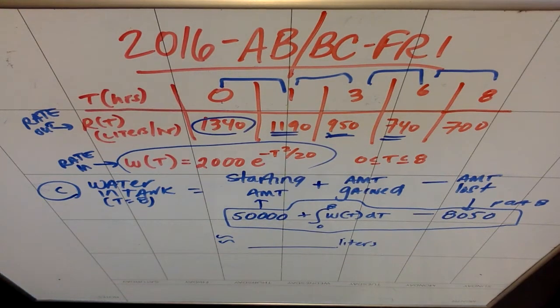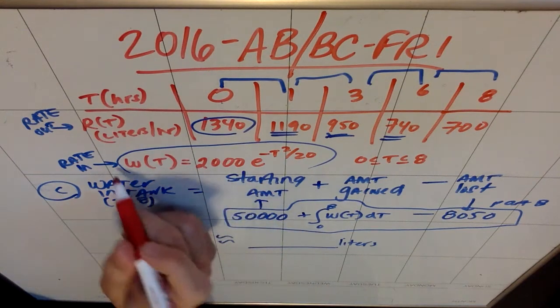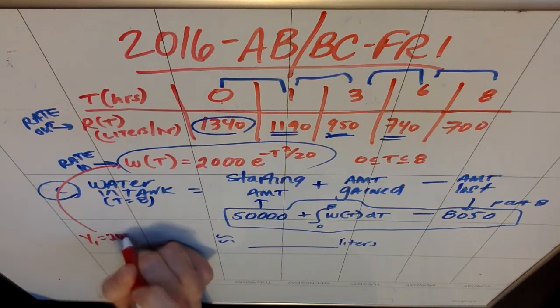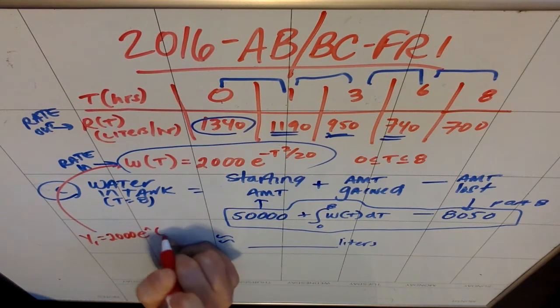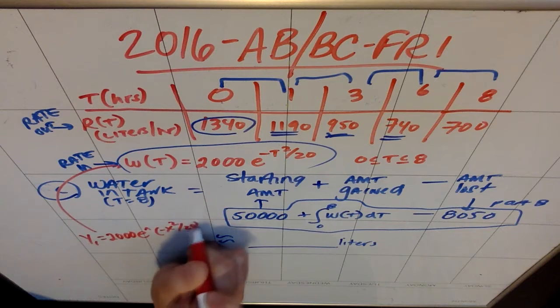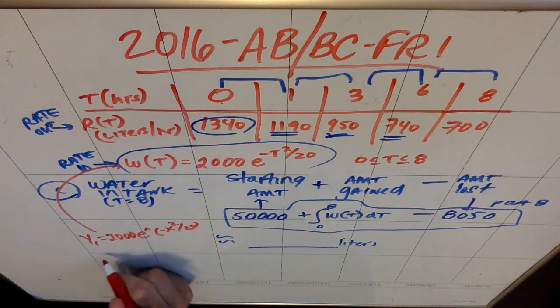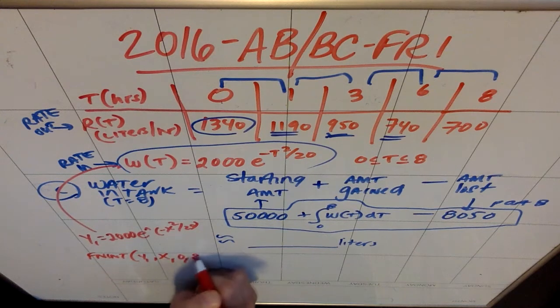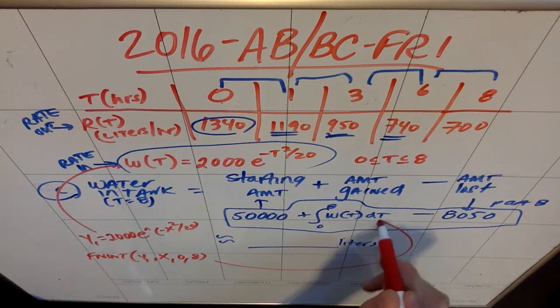So when you go to type this in, the first thing I did when I saw this problem is I put W of t in my calculator as y1. So I put y1 in as this thing with x's, right? So 2,000 e to the negative x squared over 20, okay? So the way I'm going to type this in is I'm going to type in function integrate y1 with respect to x from 0 to 8. And that is what's going to give me this value, right?